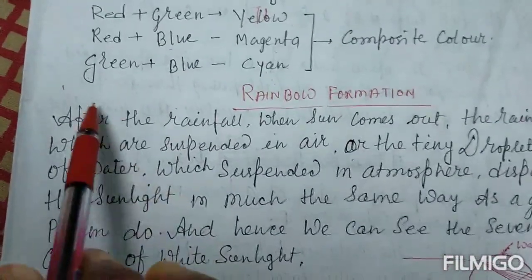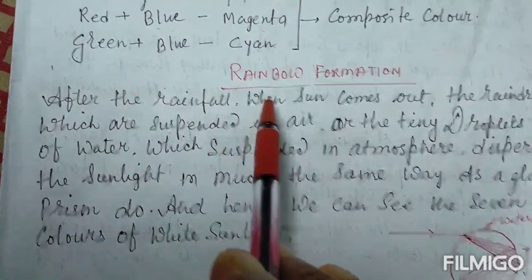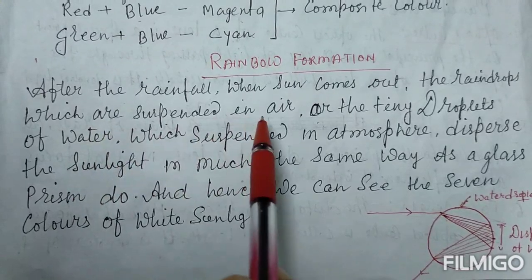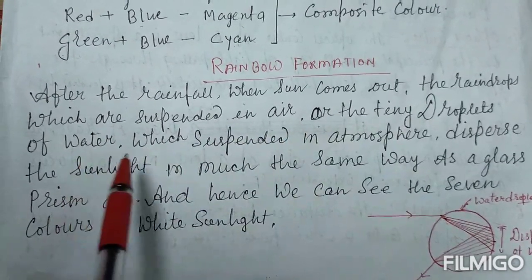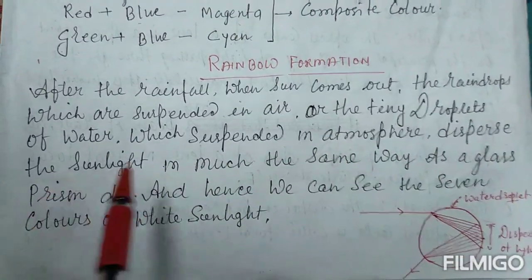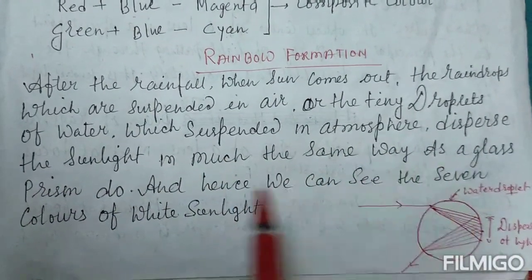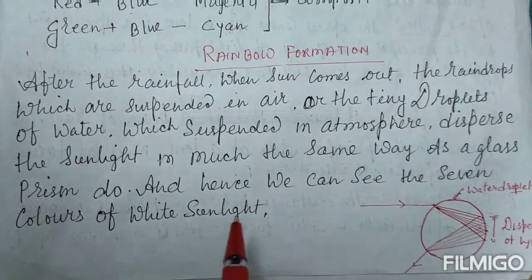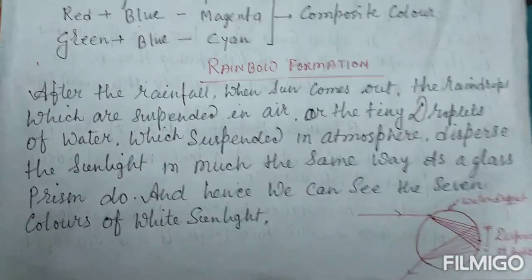Now see, after the rainfall, when the sun comes out, the raindrops suspended in air, or the tiny droplets of water suspended in the atmosphere, disperse the sunlight in much the same way as a glass prism does, and hence we can see the 7 colors of white sunlight in the form of a rainbow.